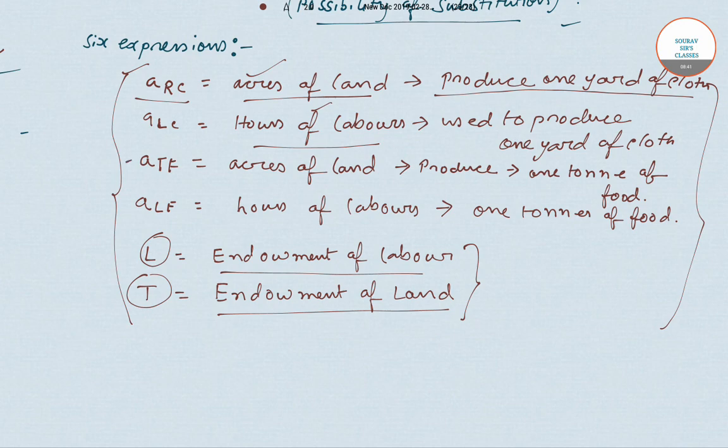Then it is ATF, that is acres of land used to produce 1 ton of food. Hours of labor needed to produce 1 ton of food. And finally L is the endowment of labor and T is the endowment of land. So from here we have these 6 options. Now here we speak of the quantity of land or labor used to produce 1 yard of cloth or ton of food.